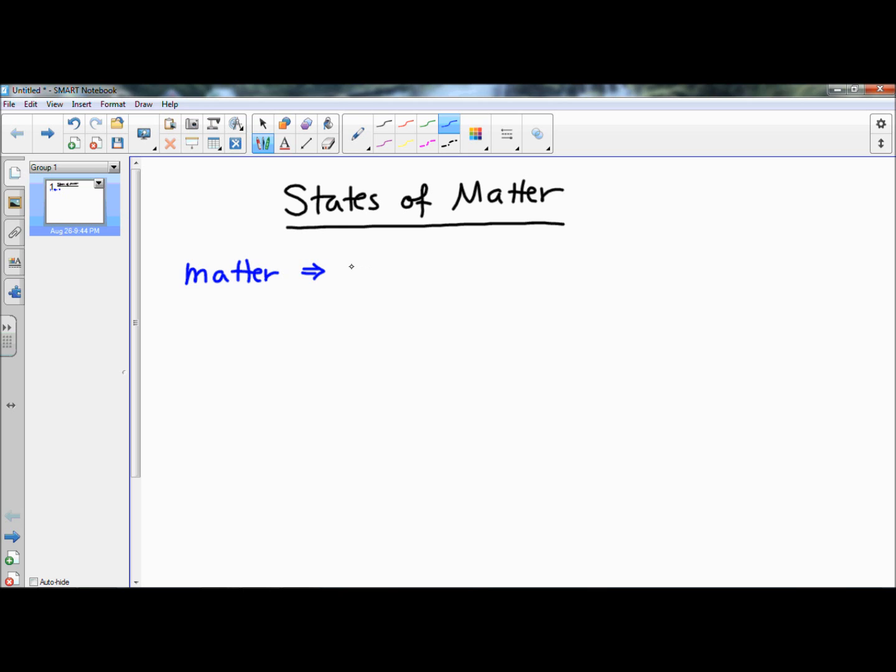Matter can be defined as anything with mass and volume. Okay, so anything that has mass and takes up some sort of space. So the question is, what is not matter? Well, that would be different forms of energy.